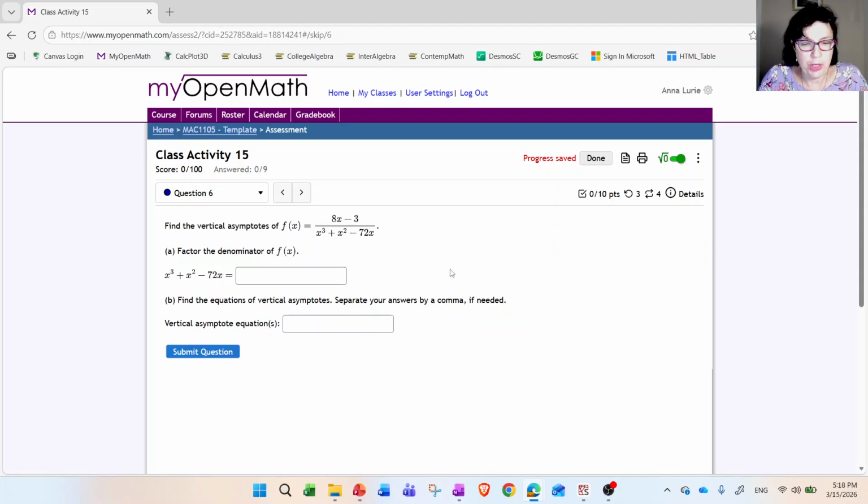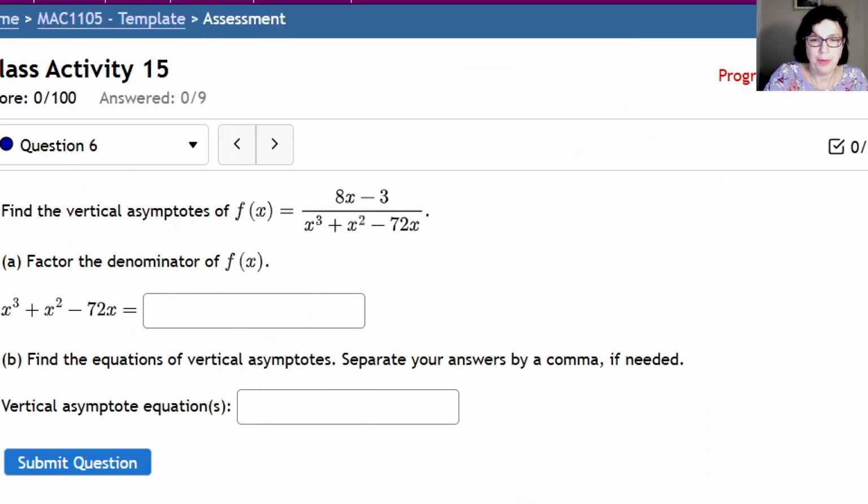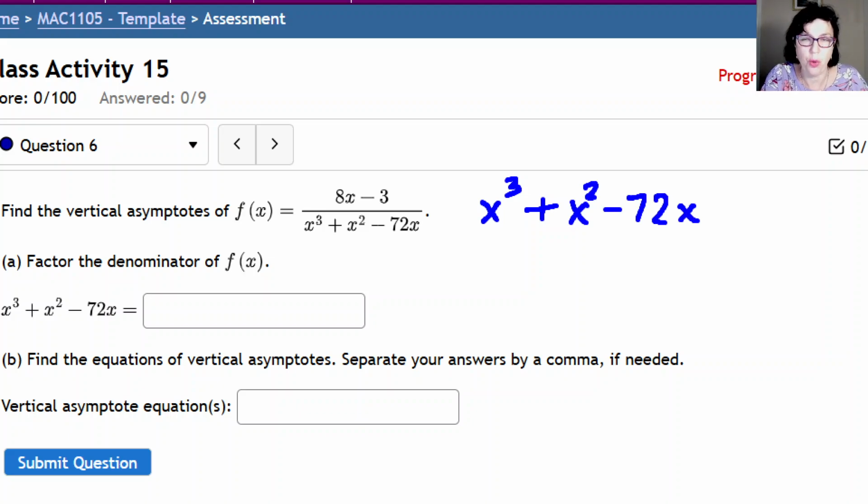All right, so what we need to do is look at the denominator and we need to factor it. Let's see if we can factor it. So it's actually a cubic. And you may be wondering, okay, do I need a lot of special stuff to factor it? Well, no, actually, you don't, because there is a GCF.